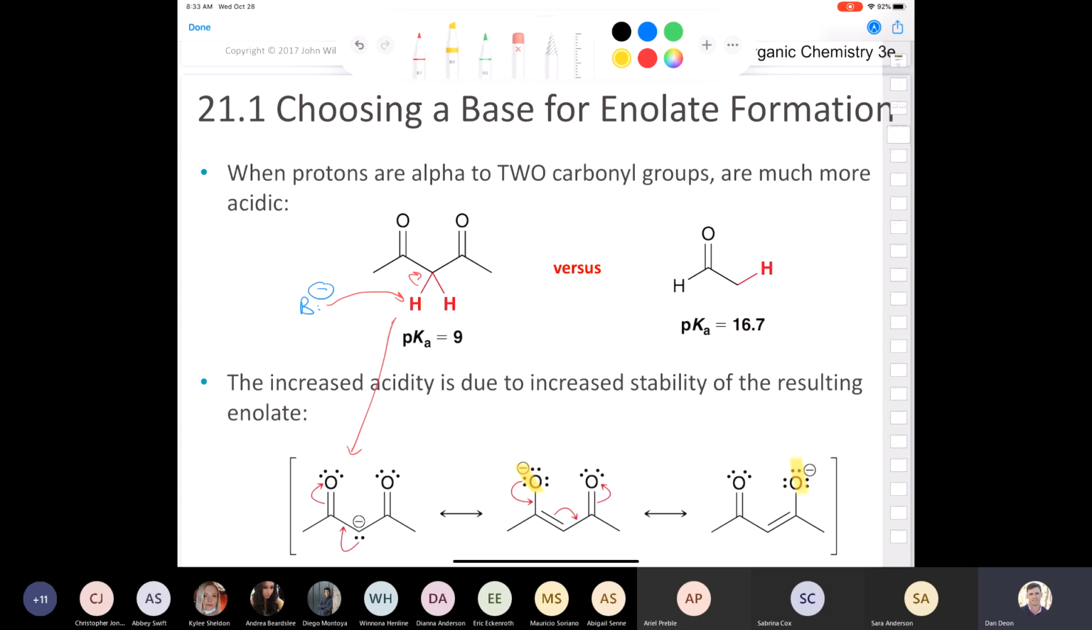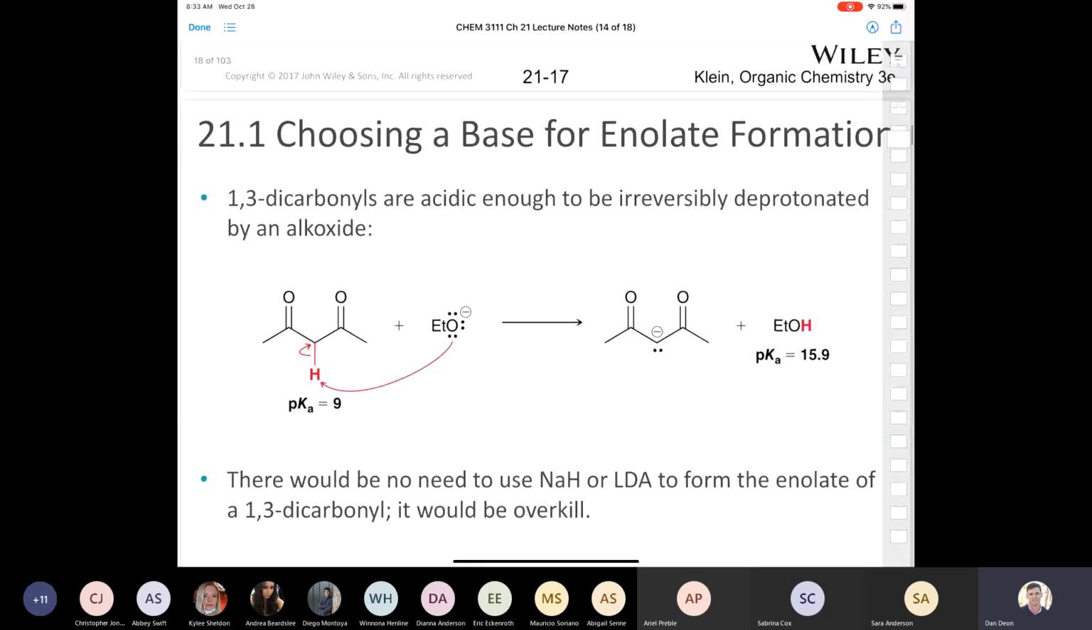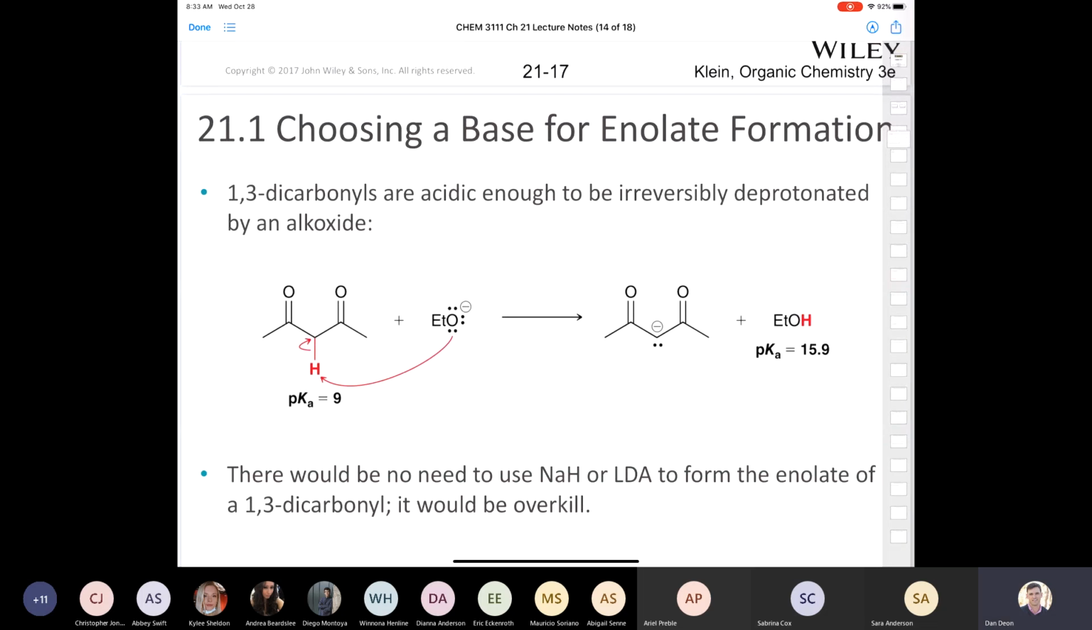What makes something a strong acid? It's the stability of the conjugate base. So since we have a more stable conjugate base, we have more acidic protons, or protons with greater acidity, I should say. And that begs the question, what would happen if we were to take that 1,3-dicarbonyl, and we treated that with ethoxide, right?